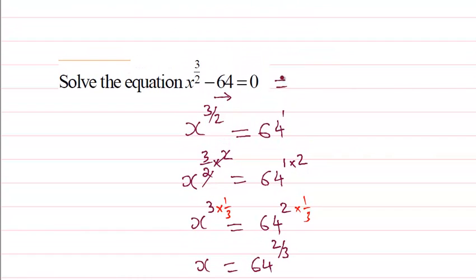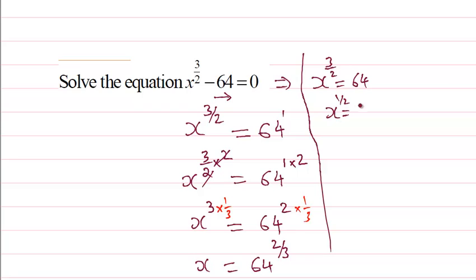So go back to this question. x to the power 3 over 2 equal to 64. Because of the 3 there, when you go to the other side, it becomes 1 over 3 as a power, so that means take the cube root. So we can write that as x to the power 1/2, take the cube root, which is 4. Now this means square root. So when you square both sides, you get x equal to 16.